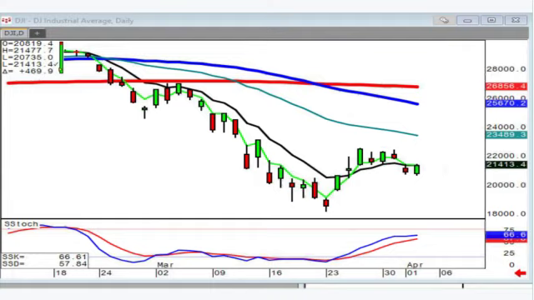Stochastics are 12-3-3. It doesn't really matter. You don't have to be that specific. All we're really wanting to know is, are we in the oversold condition or are we up in the overbought condition?